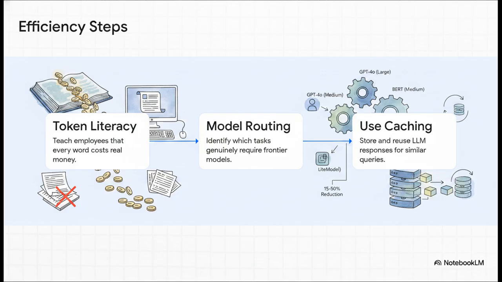Second is model routing. You've got to train your staff that not every single simple formatting task requires the heaviest, most expensive frontier model like GPT-4o. Smaller models do the exact same job at a fraction of the cost. And third, semantic caching. Teach your power users to flag those repeated query patterns so engineering can cache the responses. Doing that can actually drop your API call volumes by 15 to 50%.